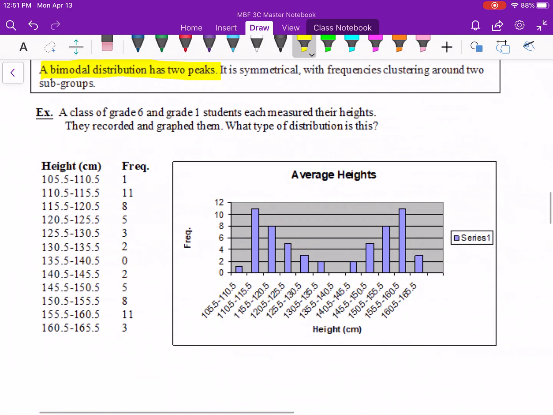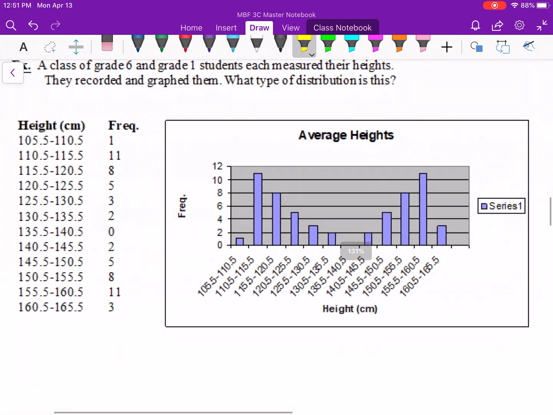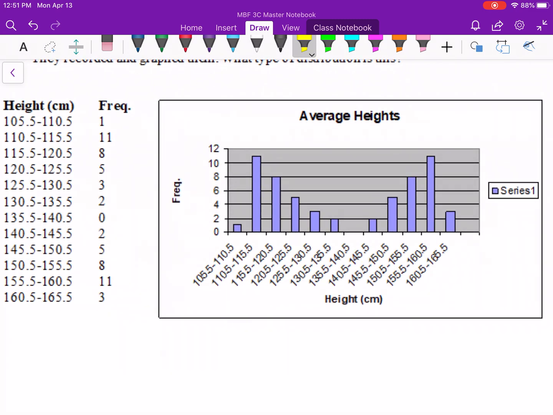For example, a class of grade 6 and grade 1 students each measured their heights. They recorded and graphed them. What type of distribution is this? Again, let's not worry about the fact that the histogram has been drawn wrong with spaces in between the bars, and they didn't use the square and round brackets like they should have. Just looking at the shape of the graph, you can see that there really are two modes. There's one mode at between about 110 and 115. And then we have this other mode at about 155 to 160.